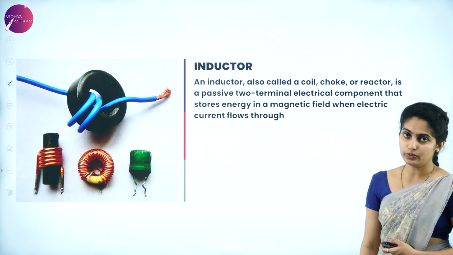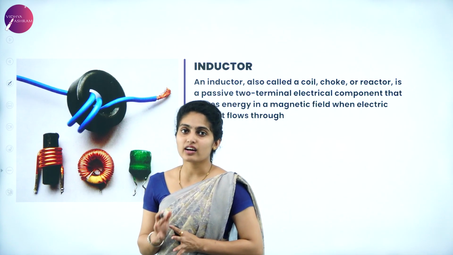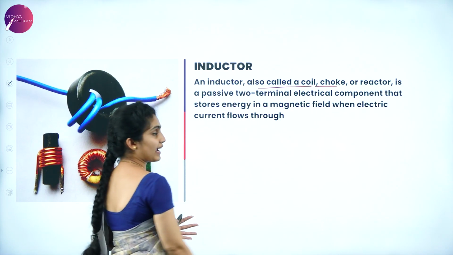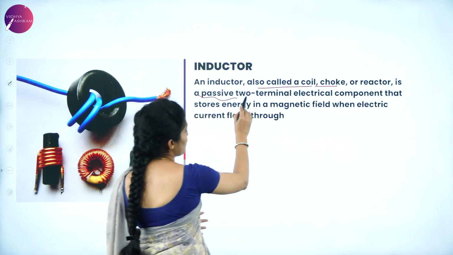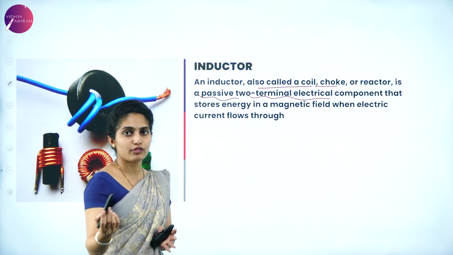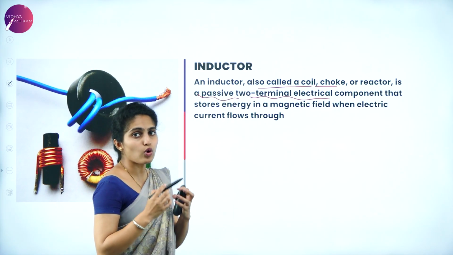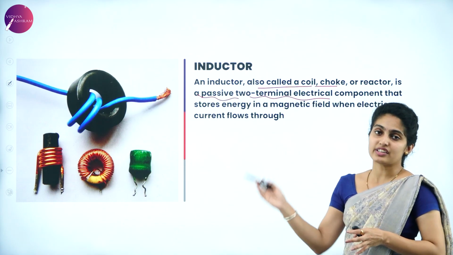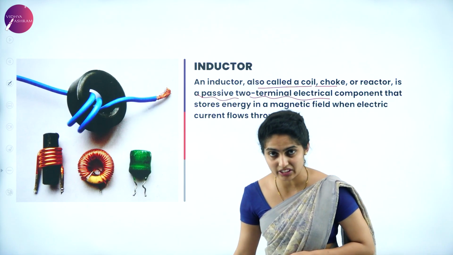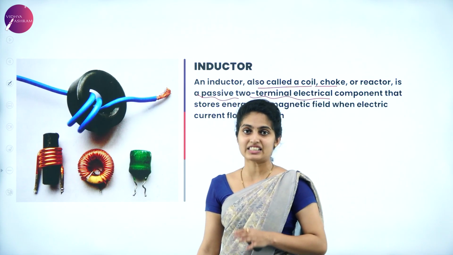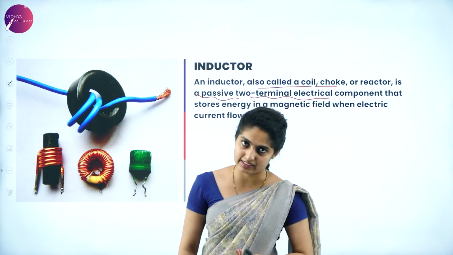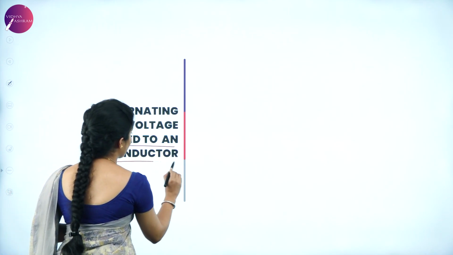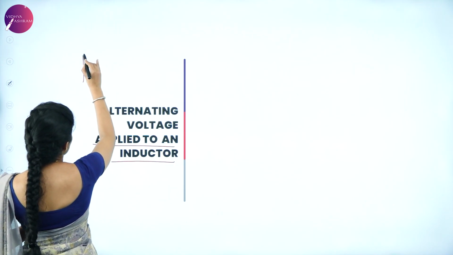Next, we are coming on to the inductor. What is meant by an inductor? An inductor is also called a coil, choke or reactor, and it is a passive component. It comes under the examples of a passive component because it stores energy. A resistor connected to a DC circuit behaves like a resistance. In a similar way, the inductor, when connected to an AC circuit, behaves like the resistor.